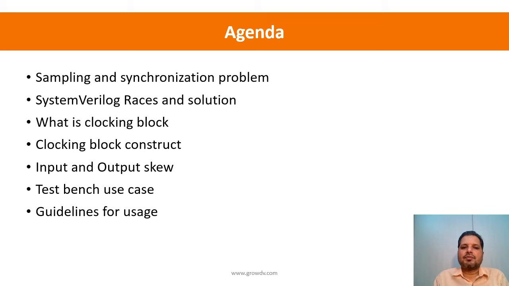In that context we will revisit the races, and then we'll understand what really the clocking block is, like a formal definition of it. I know we have already used it, but let's understand the formal definition, because our usage was very limited. We have not fully utilized the capabilities of the clocking block, so we will understand what it is and what features this construct provides, and then how the skews are defined for both the input as well as output. Then we'll look at one more test bench use case, and we'll close the session with some guidelines for the usage of clocking block.